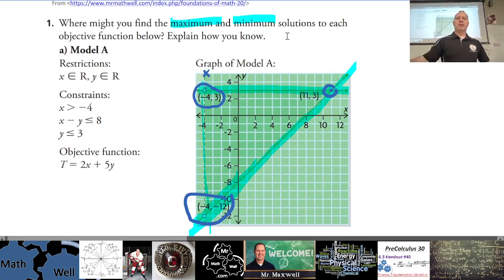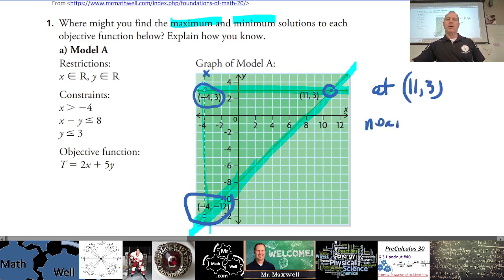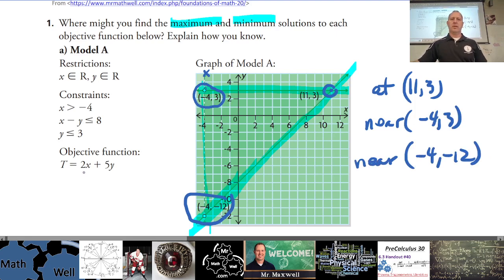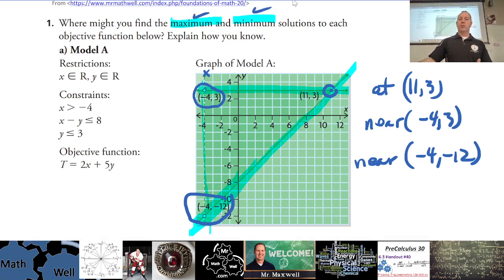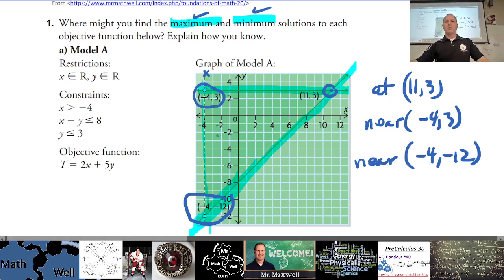So where might you find the solutions? So here's the objective function. Well, I believe that maybe all they're asking for is at (11, 3), or near (-4, 3), and near (-4, -12). Okay? So where might you find the maximum and minimum solutions? It's going to be at this point, or near this point, or near this point. And if they ask you to actually find the maximum and minimum separately, which I will do with you, let me just check. Yeah, so the question does ask you to do some calculations.